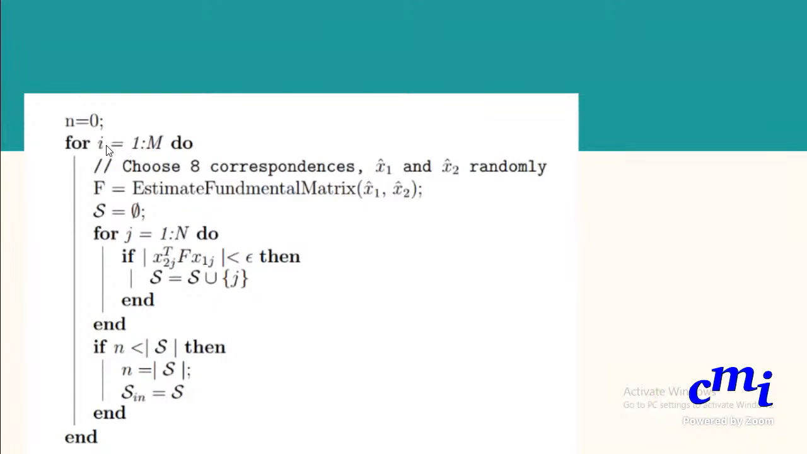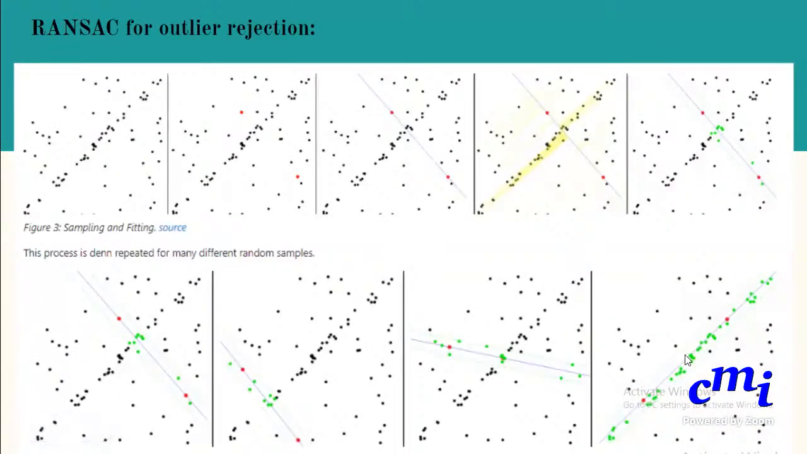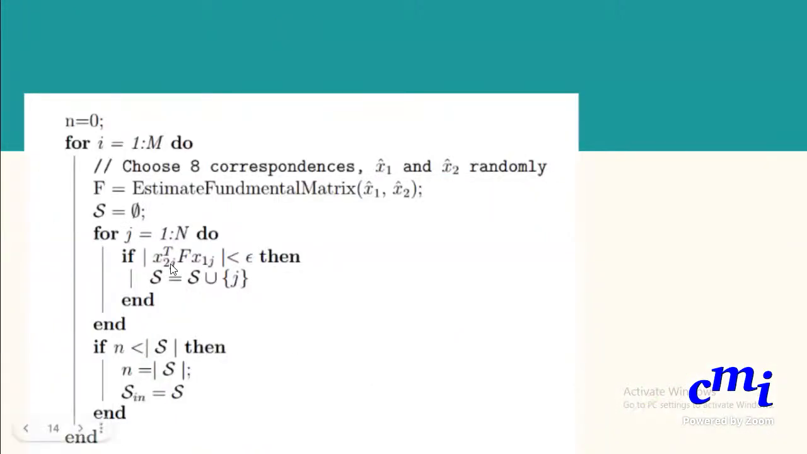So you go from 1 to M iterations. You choose 8 corresponding points between the 2 images. You estimate the fundamental matrix. And afterwards, earlier we were using the straight line as our criterion. So what we do here is, we take the left image coordinates times the fundamental matrix times the right image coordinates, which should be equal to 0. So we bound it with an error here. So how many points satisfy this?